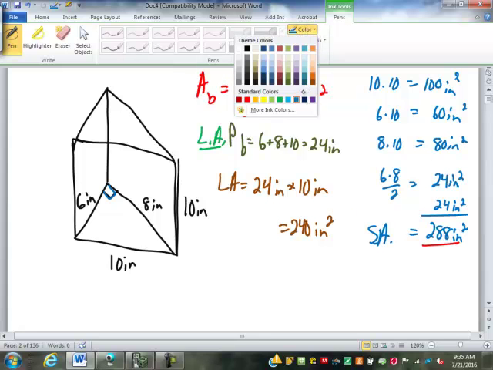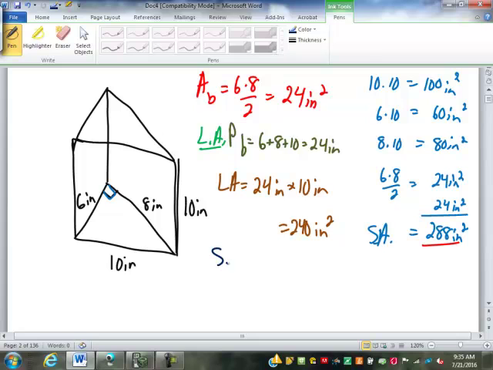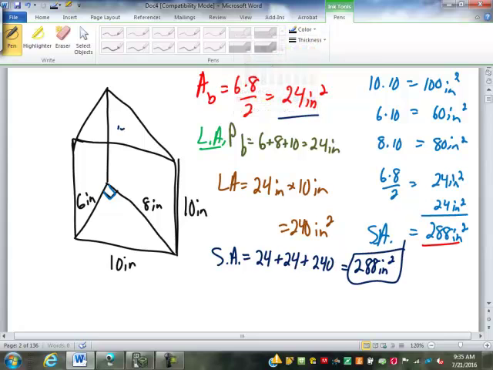so that our total surface area is the area of the base, 24, plus there's a second base, so another 24, plus the lateral area of 240 is 288 inches squared. So two different ways to go about finding the surface area.